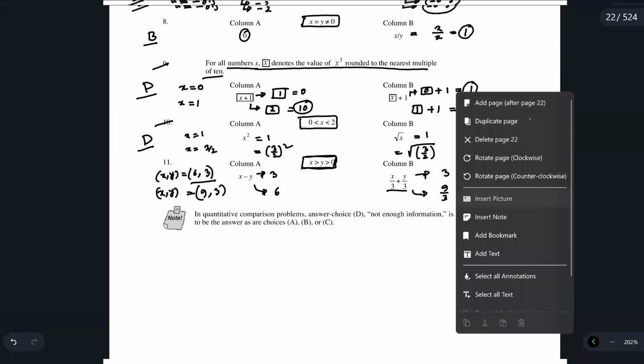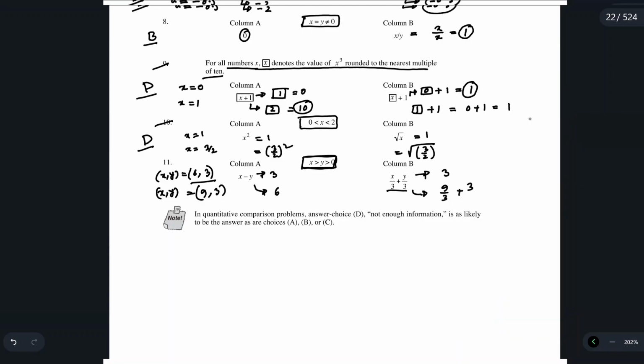Let's try some different values. For x and y, we just change x equals 9, maybe, and y is the same, 3. Now column A should equal 9 minus 3, which is 6. And column B should equal 9 over 3 plus 3 over 3. So we have 9 by 3, which is 3, plus 1, which is 4. And now we see that the values of column A and column B don't match. So we are still in the same state. We cannot decide. So the answer for question 11 should be D.